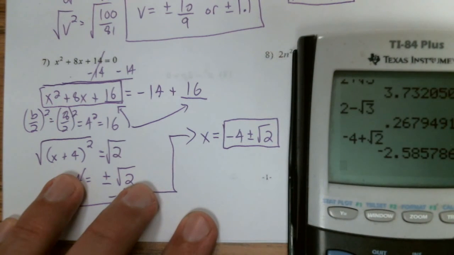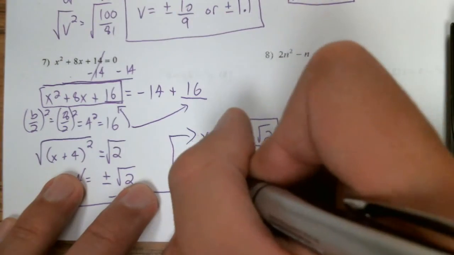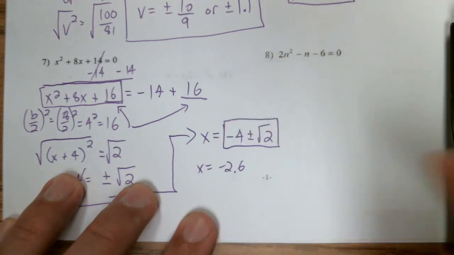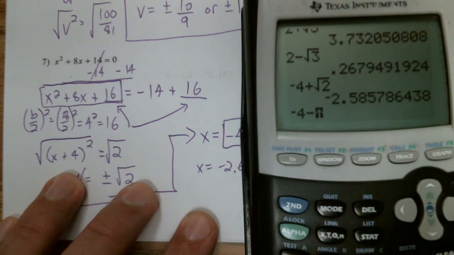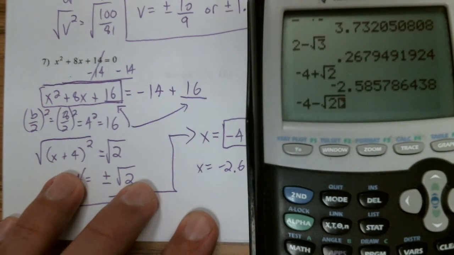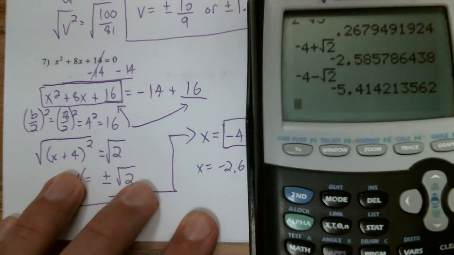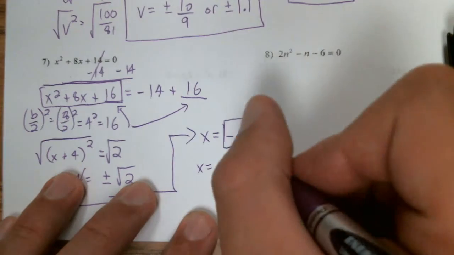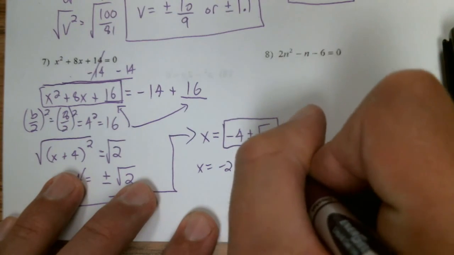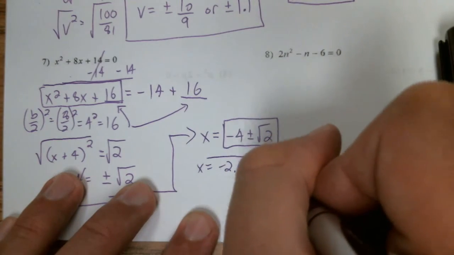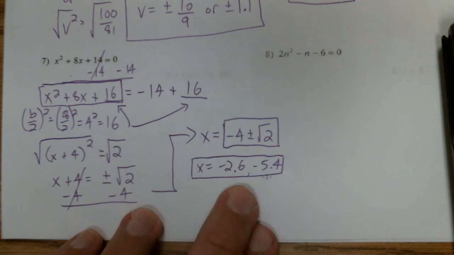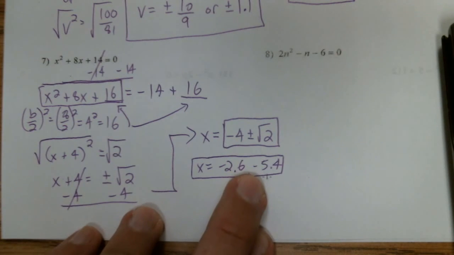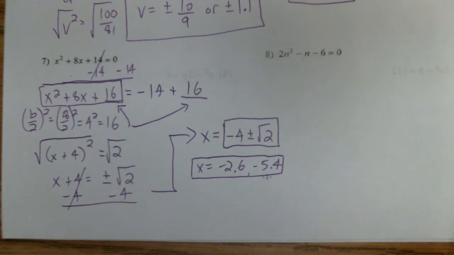That's negative 2.6. And then it'll also be negative 4 minus the square root of 2. Remember, with quadratics, most of the time I'm going to get 2 answers. So that's going to be negative 5.4. And I'll accept this on a test or quiz as well. Well, the test is multiple choice, but on the quiz, of course. So either the exact answer or the 2 decimal versions is fine.